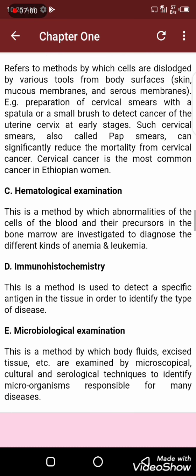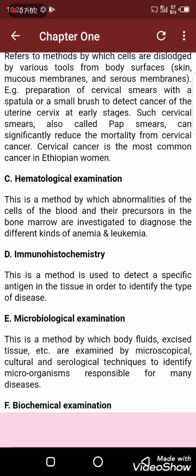So now we are coming to discuss hematological examination. This is a method by which abnormalities of cells of the blood and their precursors in the bone marrow are investigated to diagnose the different kinds of anemia and leukemia. What is hematological examination? It is a method by which abnormalities of the cells of the blood and their precursors in the bone marrow are investigated to diagnose the different kinds of anemia and leukemia.